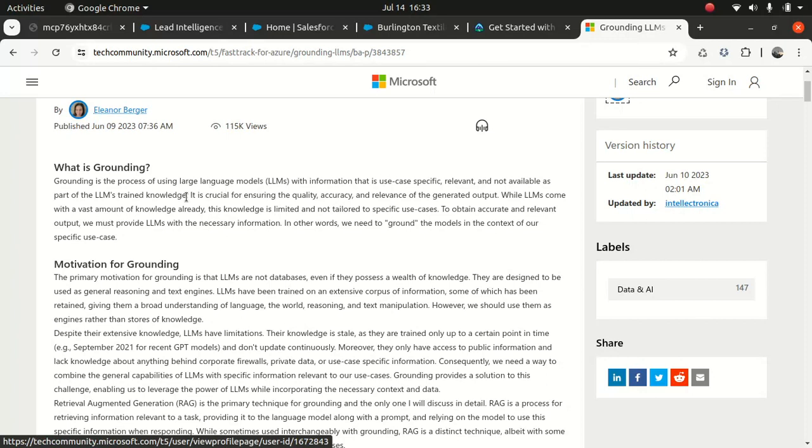You are requesting information which has not been exposed before. It is crucial for ensuring the quality, accuracy, and relevance of the generated output. That's very important, otherwise the grounding is meaningless. So that's a simple way to understand grounding. Now, the motivation for grounding: the primary motivation is that LLMs are not databases, even if they possess a wealth of knowledge. They're designed to be used as a general reasoning and text engine. That's the main thing.